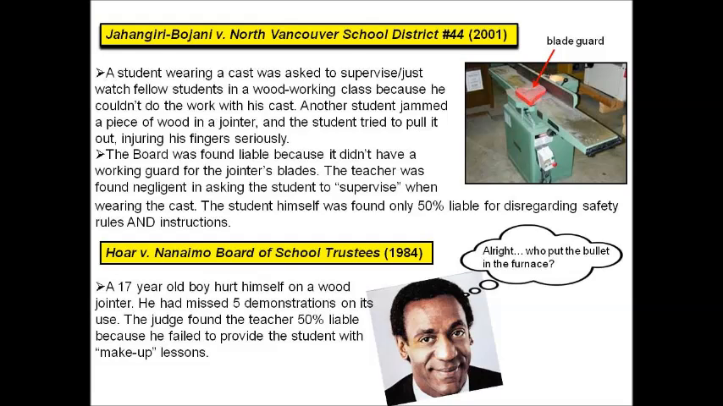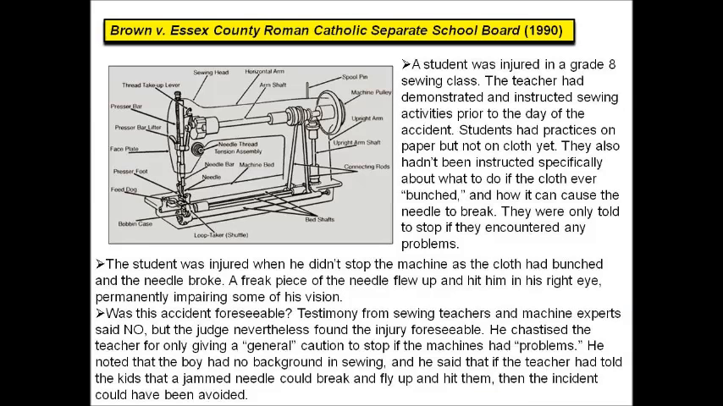Okay, another court case, Brown v. Essex County, Roman Catholic Separate School Board from 1990. This one is an interesting one, ladies and gentlemen. A student was injured in a grade 8 sewing class. The teacher had demonstrated and instructed sewing activities prior to the day of the accident. So this is not something that wasn't prepared or led up to. Students had practiced on paper, but not on cloth yet. So they'd done sewing practice using paper, but they hadn't moved yet to cloth. So there'd been instruction, they'd had kind of a lead-up activity.